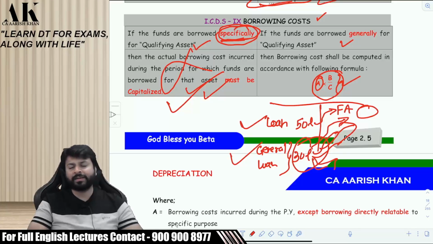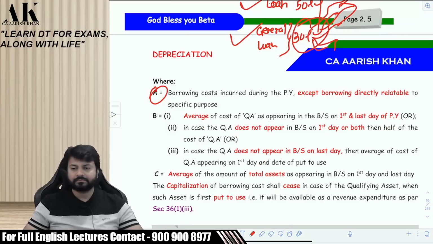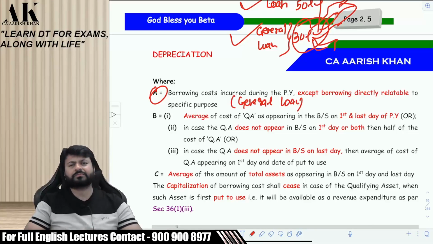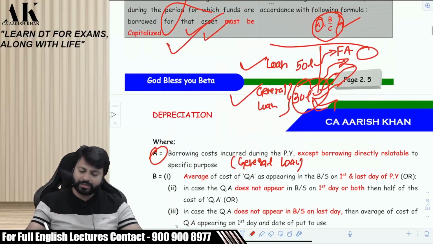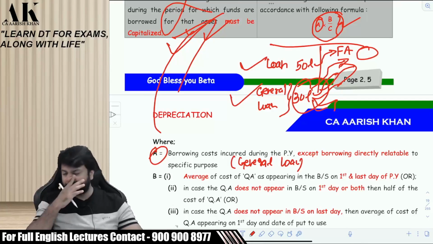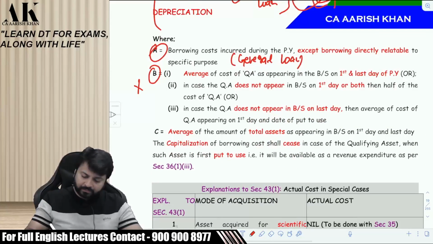A into B divided by C. Now what is A? See what is A? It means that is the general loan. Yes or no? Borrowing cost other than directly attributable to what? Specific purpose. It means you take borrowing cost other than this one. It means the general loan, right? And by what ratio will I multiply it? B divided by C.